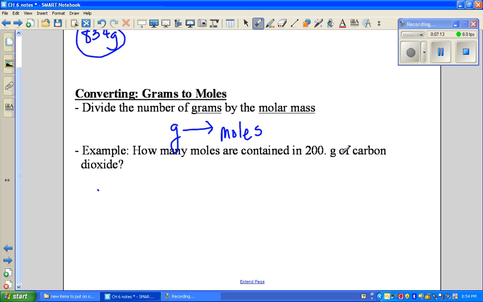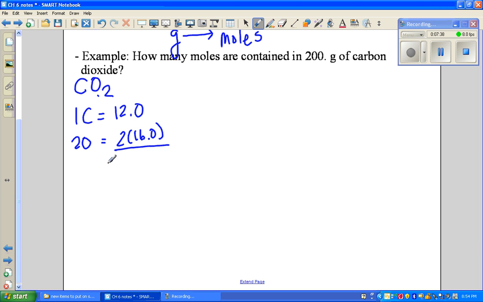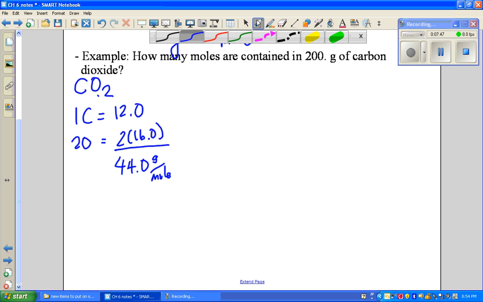So I need my formula. Carbon dioxide is a molecular naming system, so I don't look up any charges. So carbon dioxide is simply CO2. I'm going to do my atom inventory. I have 1 carbon, 2 oxygen, and carbon has a molar mass of 12.0. And I have 2 oxygen at 16.0. Add that up. And I am going to see that my molar mass is 44.0 grams per mole. Okay, so now I have all the pieces of the things that I need.